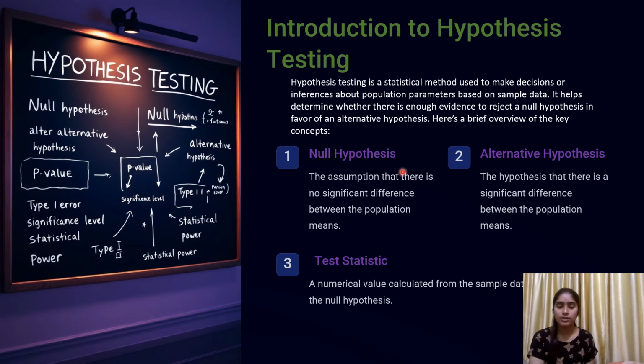One is null hypothesis, the assumption that there is no significant difference between the population means. Second is alternative hypothesis, the hypothesis that there is a significant difference between the population means. Third one is test statistic, a numerical value calculated from the sample data under the null hypothesis.